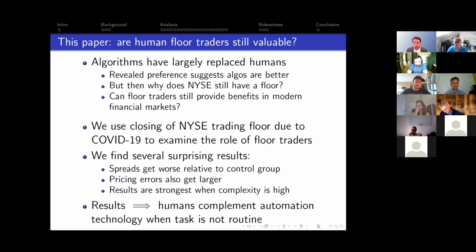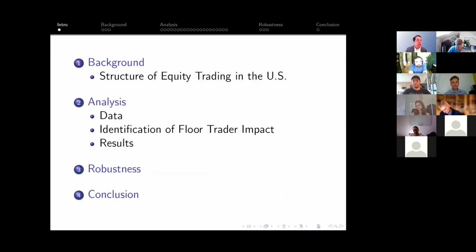And I'll give you just a real quick preview. A lot of the theory suggests that algorithms have this ability to replace human beings when they are performing routine tasks. And so then the question, of course, is liquidity provision routine or not? Well, our results would suggest often they're not. And I'll show you detailed results where we try to unpack this mechanism and really explore what's going on. But at a high level, what do our results say? Well, our results say humans tend to complement automation technology when tasks are not routine. So it's consistent with some of these theory models. So that's the paper in a nutshell, the high level preview.